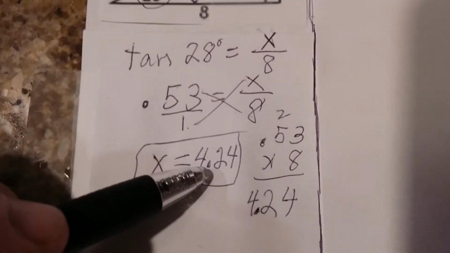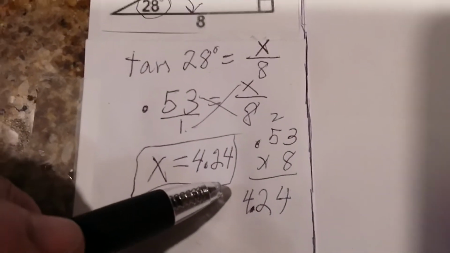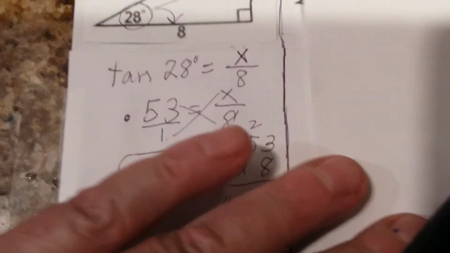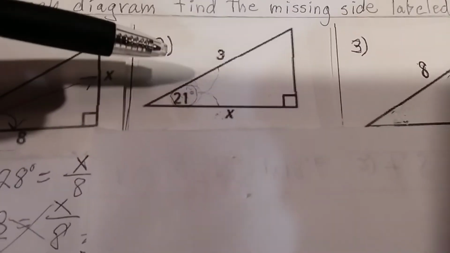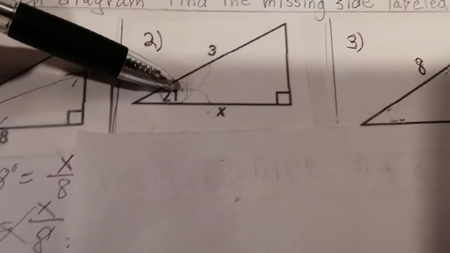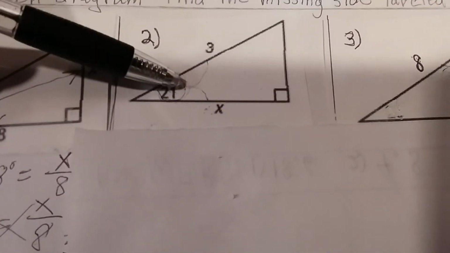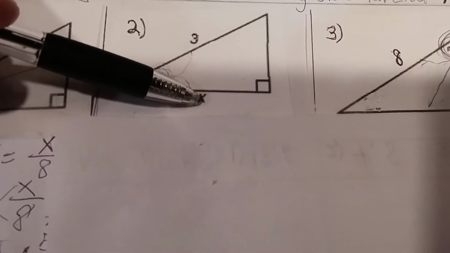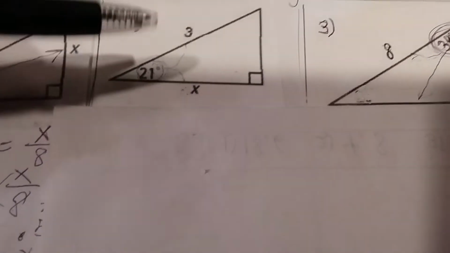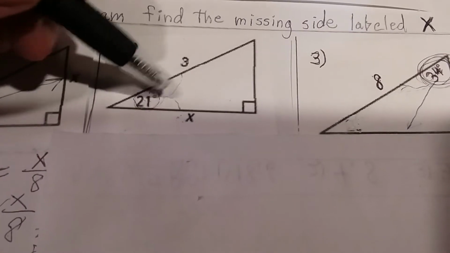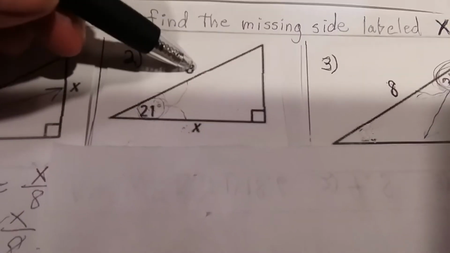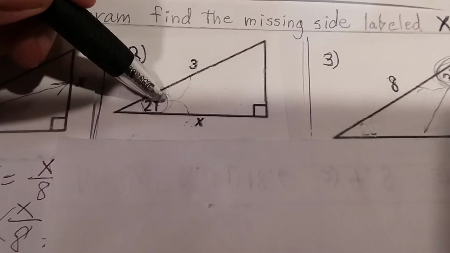And you get 4.24. Okay? Now, the next problem, which is right here, is a different diagram. This time, when you start with the angle, you have a leg next to it, and you have a hypotenuse. Notice there is no opposite. Because there is no opposite, you're not using sine. So you say to yourself, which one has an adjacent and a hypotenuse? And that would be cosine.